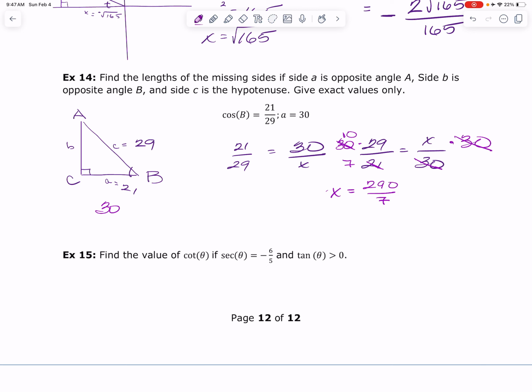So how many times does 7 go into 290? Let's see, 41. So this is actually 41, and what do we have left over? 3? 41 and 3/7? That's kind of gross. All right. But we can find the length of B at this point.